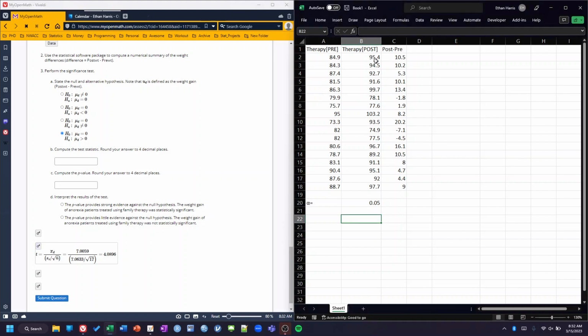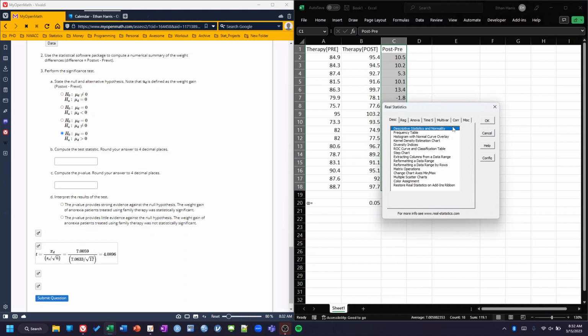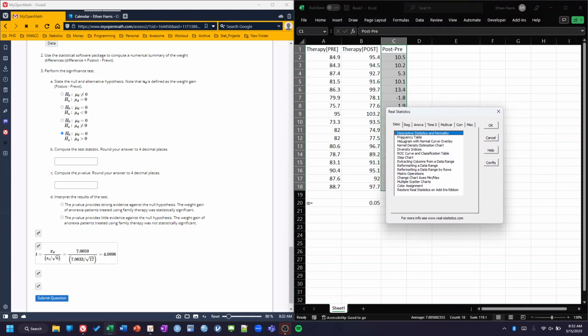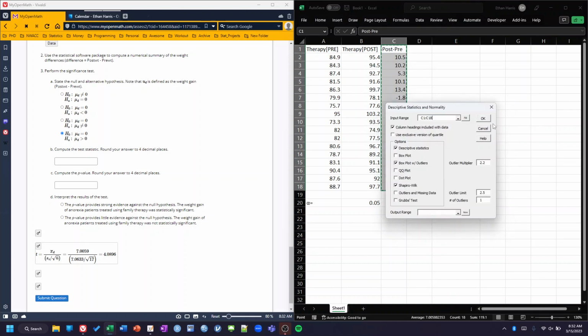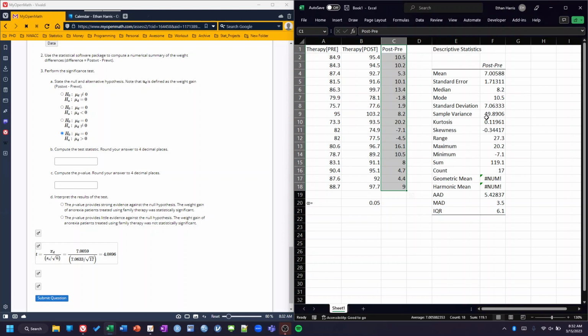The first thing we need to do is find the average of the differences. So let's highlight our post minus pre. Let's pull up our Real Statistics package and do our descriptive statistics and normality. Click OK. We need this first box checked because I have a column heading here. I want my descriptive statistics. I don't need any Shapiro-Wilk or plot stuff. I'm going to put my output range as just this E column, and I'll click OK.